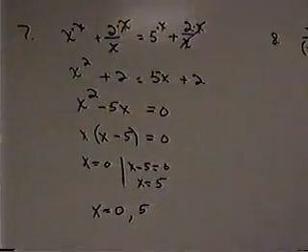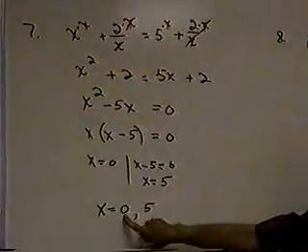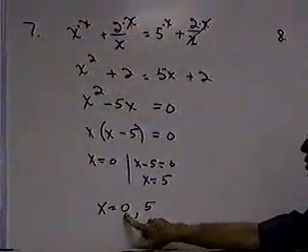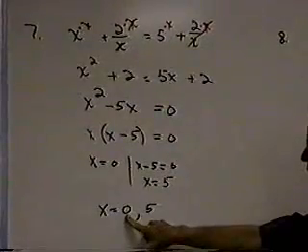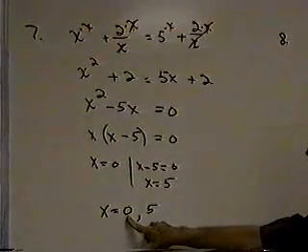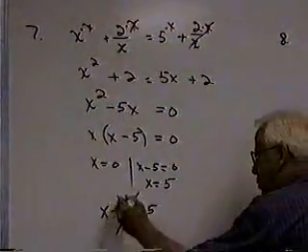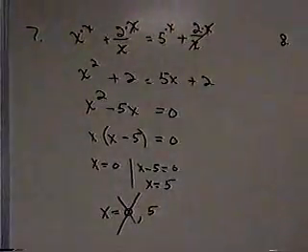Now this is what I was talking about. If you go back and put the 0 in there, in the original equation, you get 2 over 0. That's not possible. So therefore, you mark out the 0.